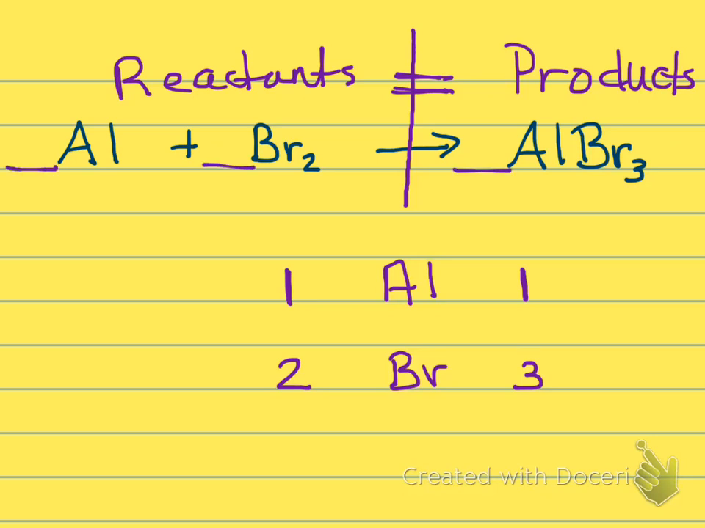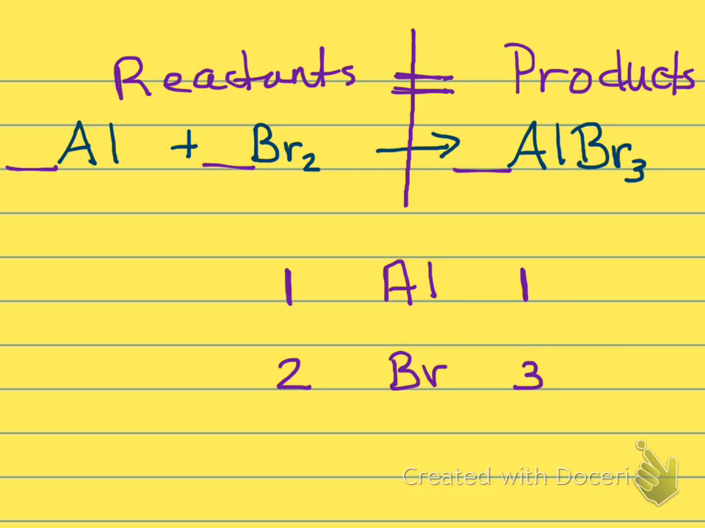Now what I need to do is I'm going to kind of start playing around. I've got to figure out how would I balance this bromine. Okay, I've got 3 over here and 2 over here. This is a common thing you're going to see, and when you have this you need to look for a common factor. Okay, in this case, what number do 2 and 3 both go into? What's the lowest common multiple? And that would be 6, right? 3 goes into 6, 2 goes into 6. So we're going to try to get 6 bromines.